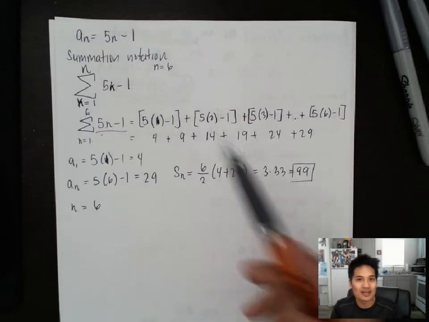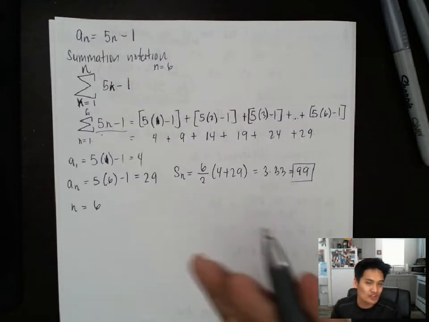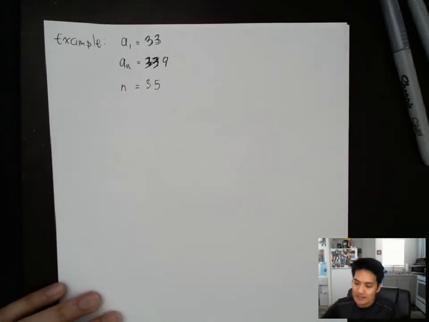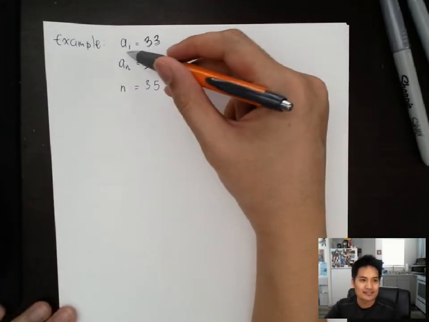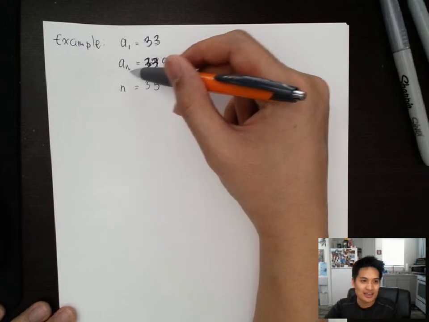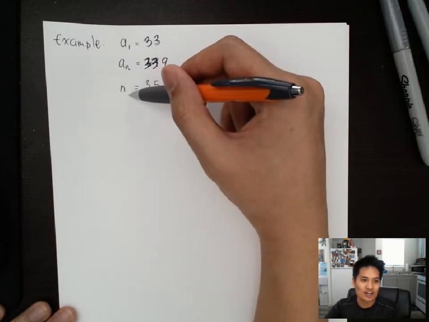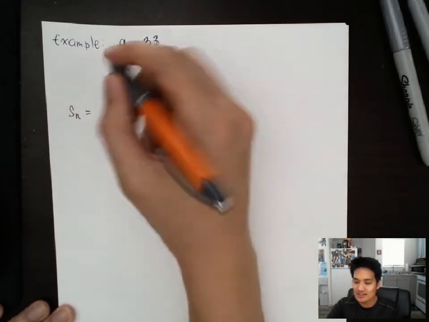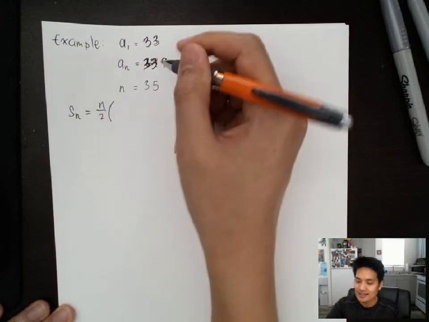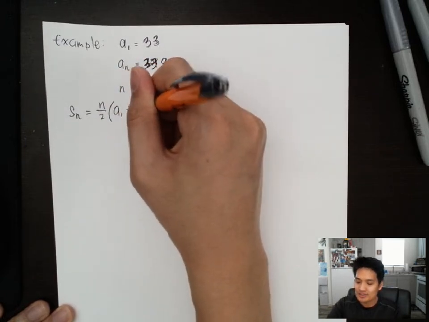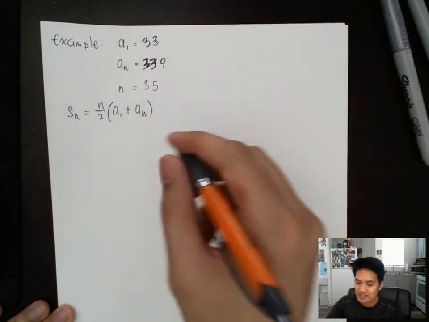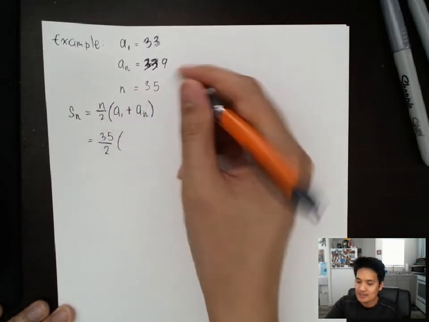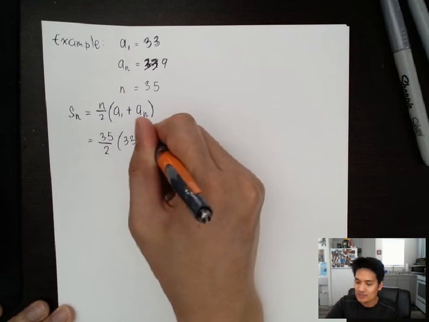So that's a few ways we can visualize an arithmetic series. So let's go over a couple examples here. So let's say I had a first term is equal to 33, my last term is 339, and our number of terms is 35. So essentially we figured out that the equation for a series is the number of terms divided by 2 times the first term plus the last term. So in this particular case, we would get 35 divided by 2 times 33 plus 339.